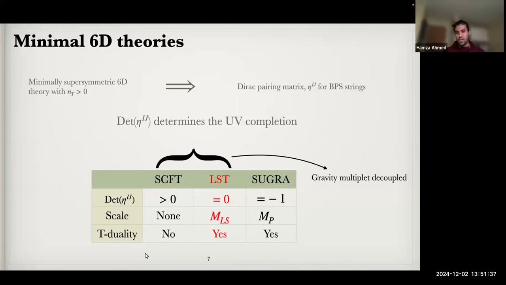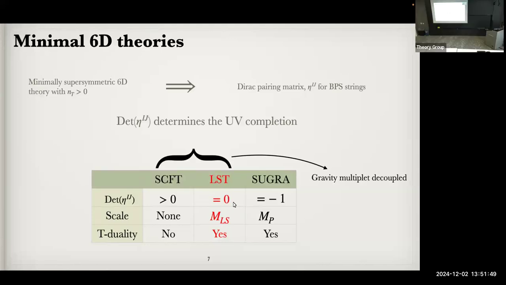Yes, exactly. It would. Yeah, no, sorry, now I understand. I apologize. You make one of the strings really massive and it decouples. Yes. So here you would kick out one of the strings. In particular, the null eigenvector of the determinant is the one that decouples.